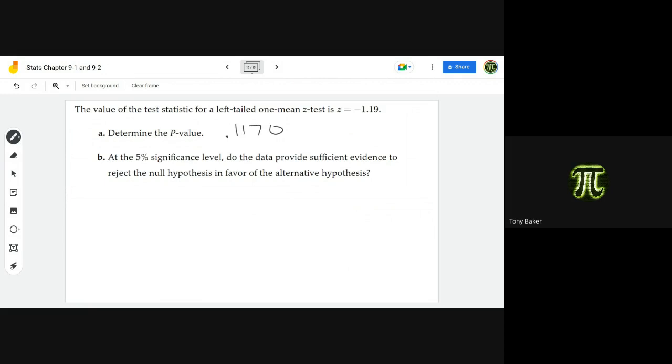So at the 5% significance level, are we rejecting or not rejecting the null hypothesis? We're not rejecting. Because 0.117 is greater than 0.05, and we want it to be less than to reject.